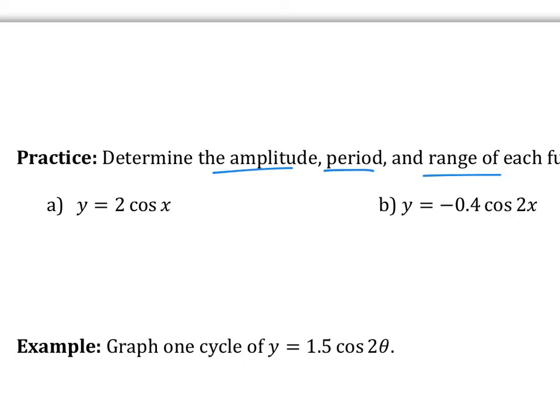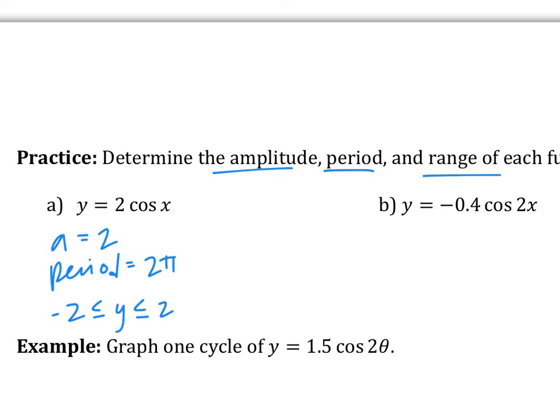Do you guys need me to do one? No, you guys are good. Okay, all right, A and B. All right, for A, amplitude is 2, period is 2 pi, and the range is between -2 to 2. So basically, it's the amplitude, right? It's the amplitude in this case. I want to make sure I'm clear. It's the amplitude in this case because we're starting at the middle.